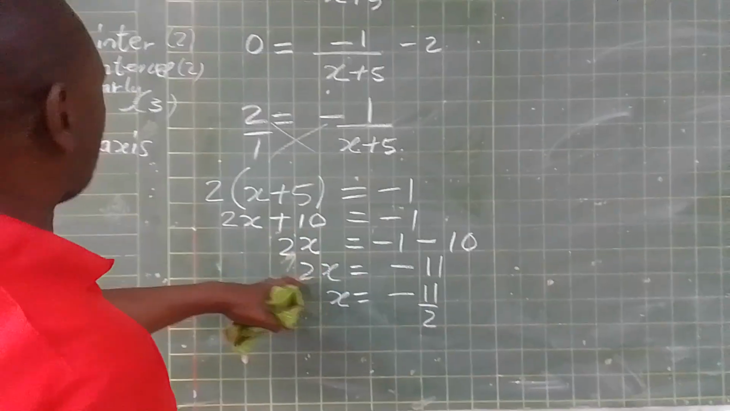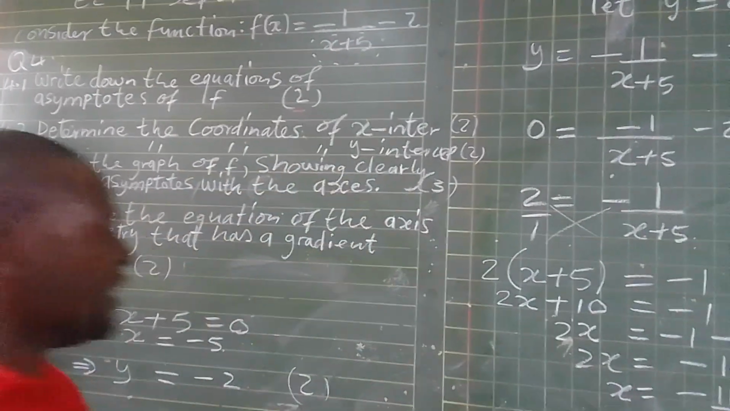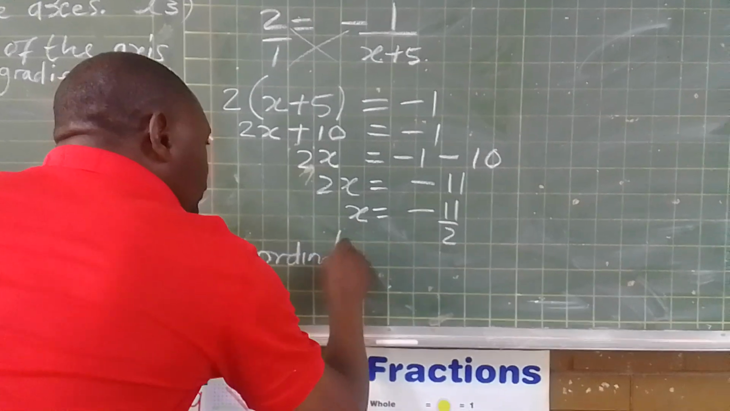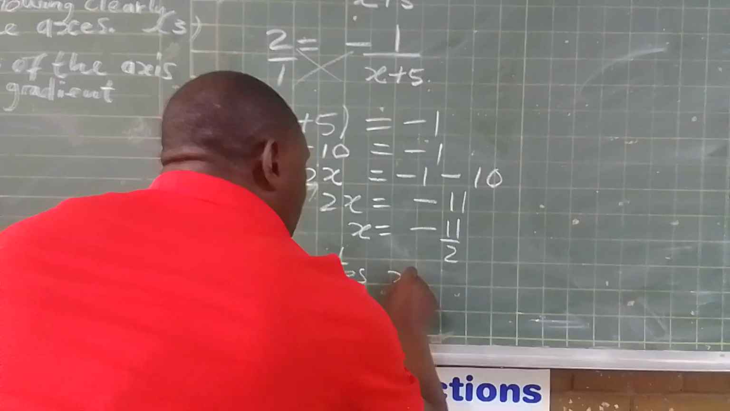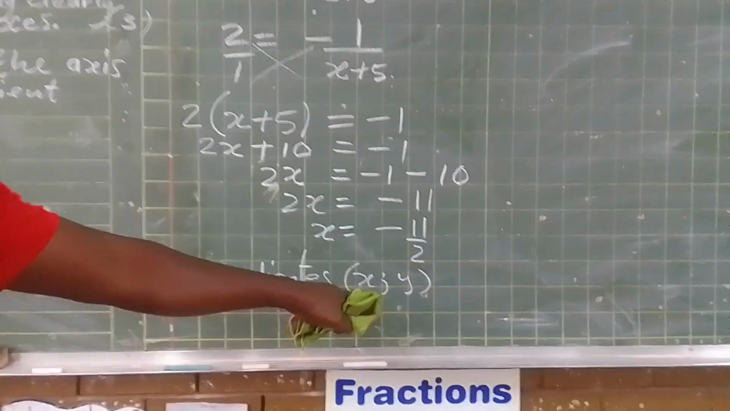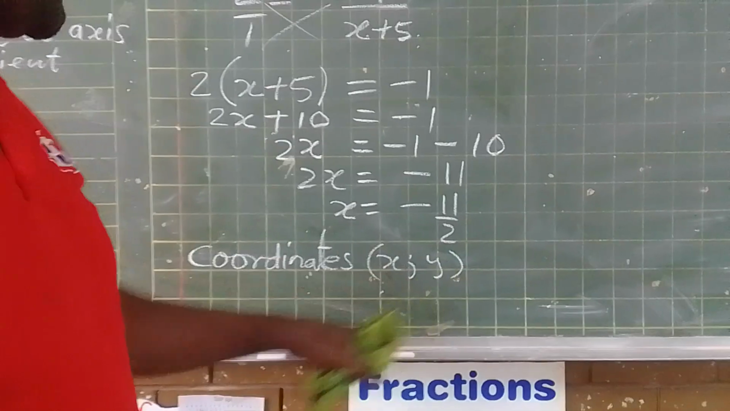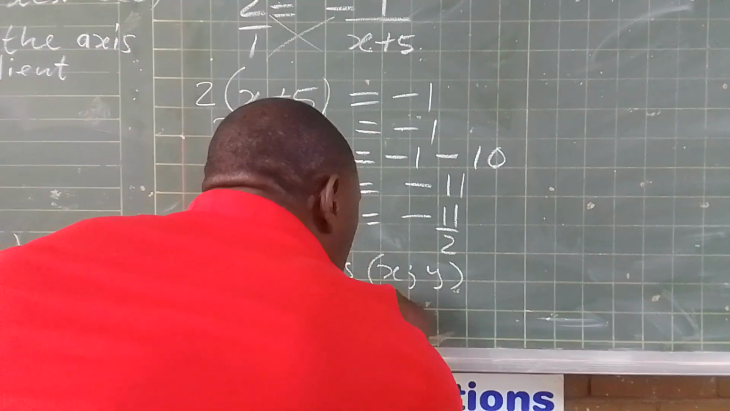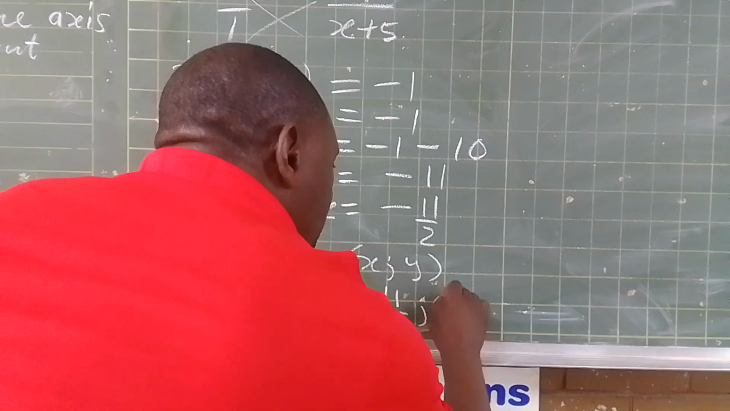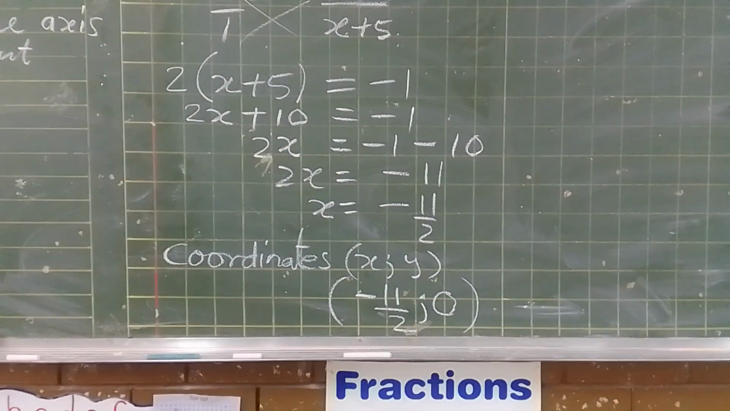Now the coordinates, because the question says, determine the coordinates. Now we find the coordinates. The coordinates are in such a way that x is to y. Where you see the value of x, you put minus 11 over 2 and 0 for 2 marks. That is your coordinate.